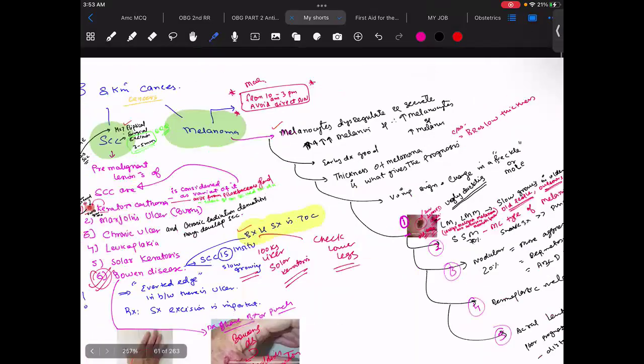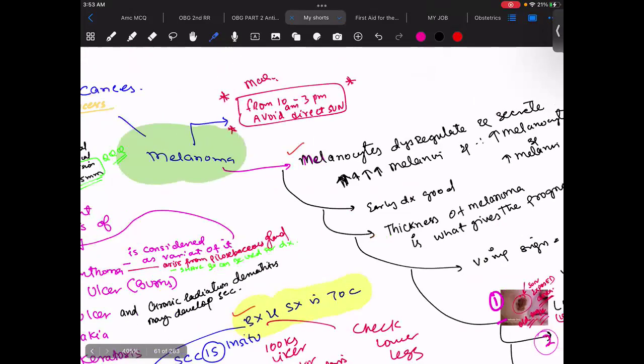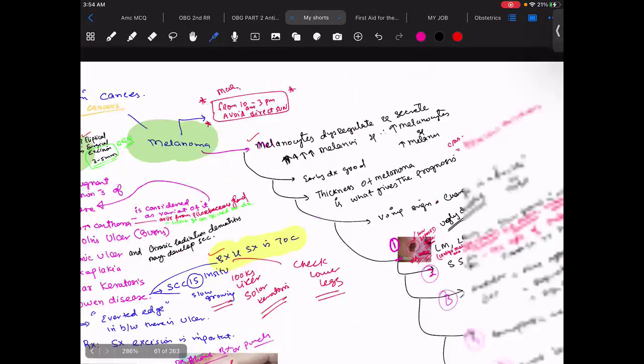Then we have melanoma. Okay, melanoma. Remember, one question about the melanoma which has been asked in your exam is that in order to prevent the melanoma, what is the advice which should be given to the general public? It is that please avoid direct sun exposure from 10 a.m. to 3 p.m. Okay, 10 a.m. to 3 p.m. This is what should be advised to the patient.